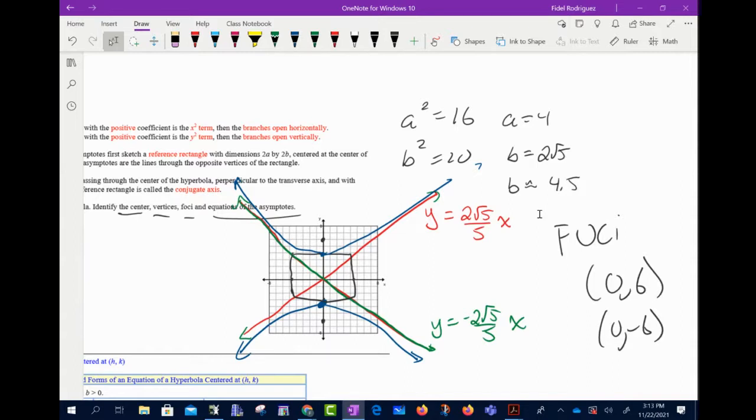What are those dots outside? The foci, because it's the point 0, 6 and 0, negative 6. That's right.